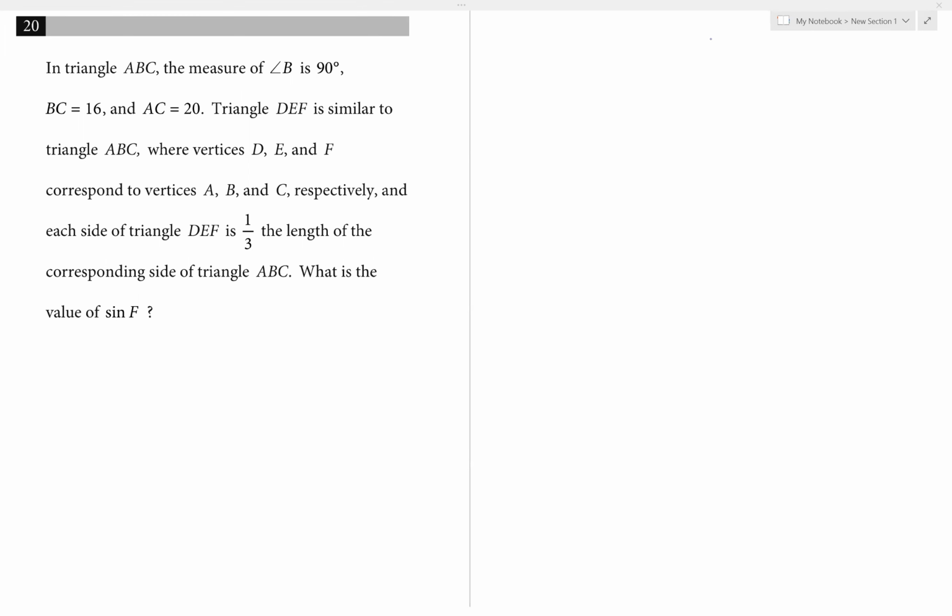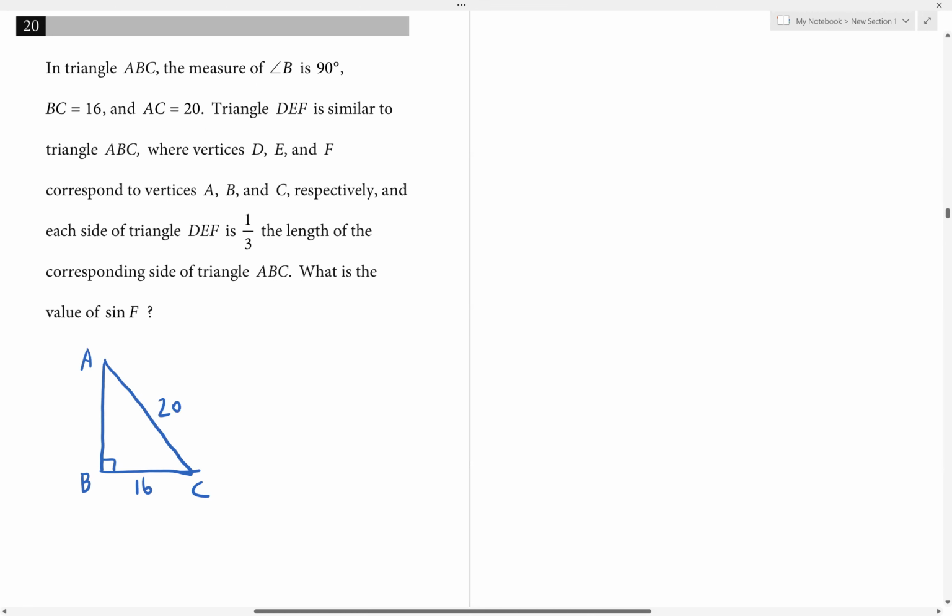So let's just say if we have something like this, we have a triangle. Let's just say this is the triangle there, and then this is angle B, this is A and C. All right, BC is 16, AC is 20, like that. Let's just say this is our right triangle. And then we have DEF.